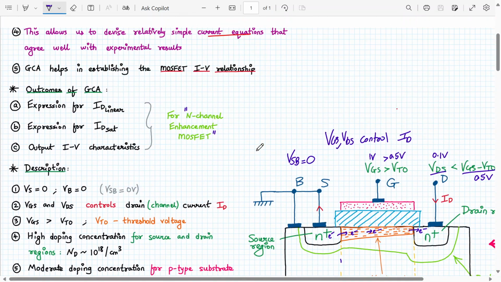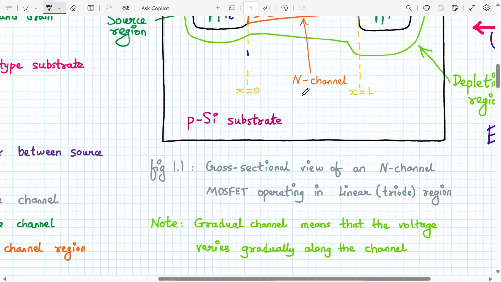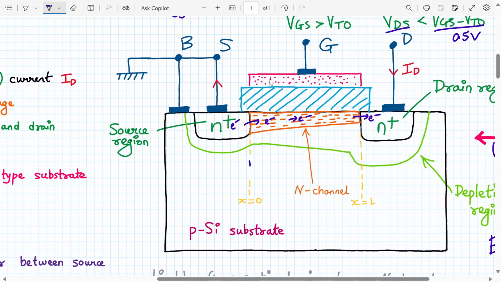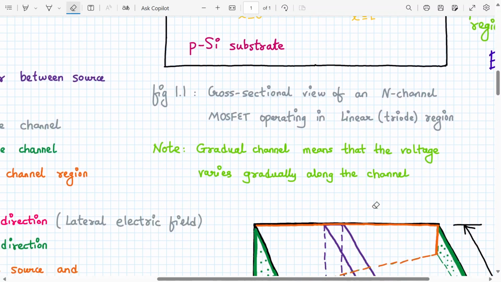Now why is this called gradual channel approximation? You see, gradual channel means that the voltage varies gradually along the channel. Yesterday we gave an example of VGC, the gate to channel voltage. Here it was 0.5. Here, if VDS is around 0.1, here it was 0.4. So the voltage is varying along the channel. Here the voltage is 0.5, here it is 0.4. So that is what we mean by gradual channel approximation. I hope it is clear. So gradual channel means the voltage is changing gradually along the channel.